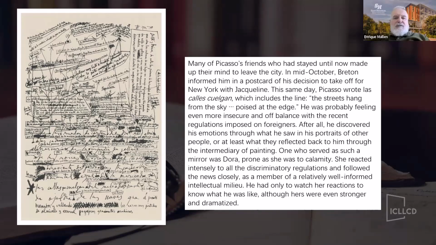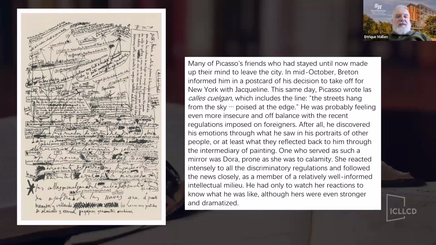After all, he discovered his emotions through what he saw in his portraits of other people, or at least what they reflected back to him through the intermediary of painting. One who served as such a mirror was Dora, prone as she was to calamity. She reacted intensely to all of the discriminatory regulations and followed the news closely as a member of a relatively well-informed intellectual milieu. He had only to watch her reaction to know what he was like, although hers were even stronger and traumatized.